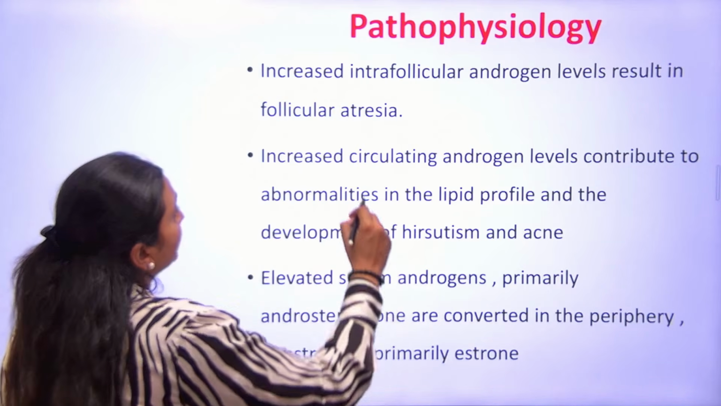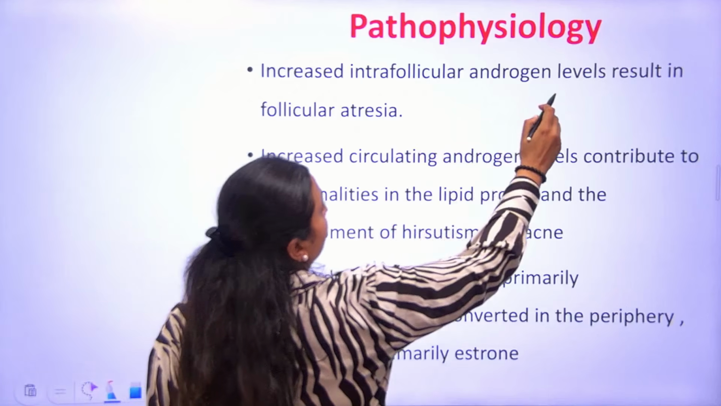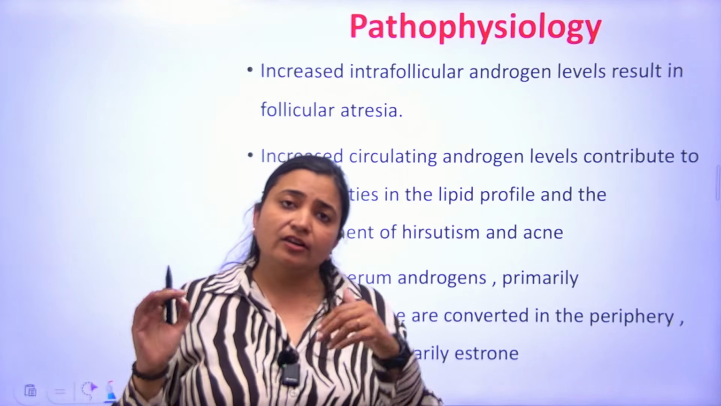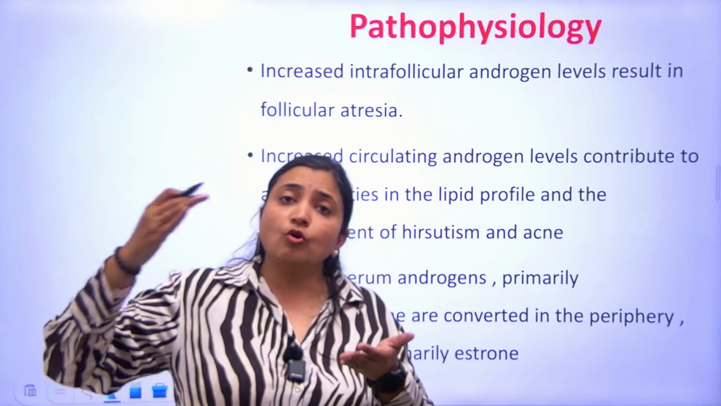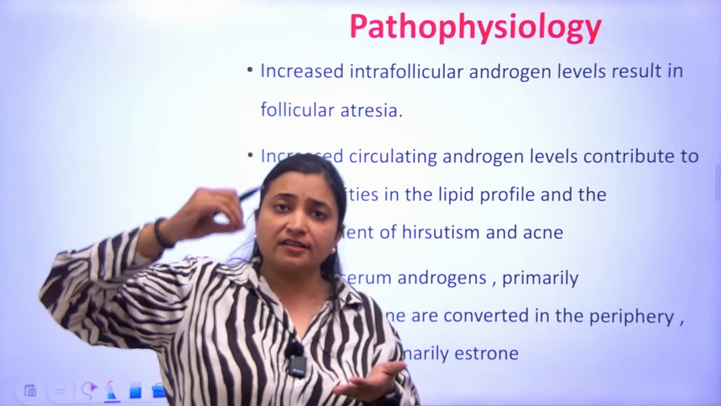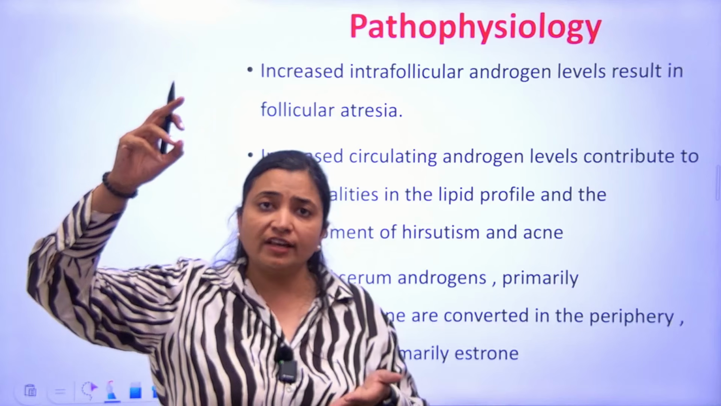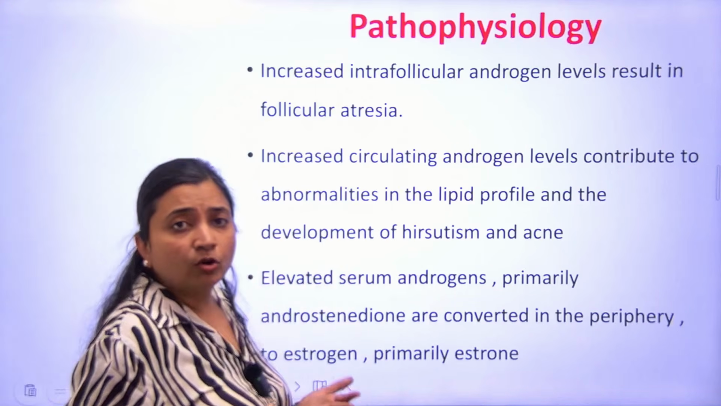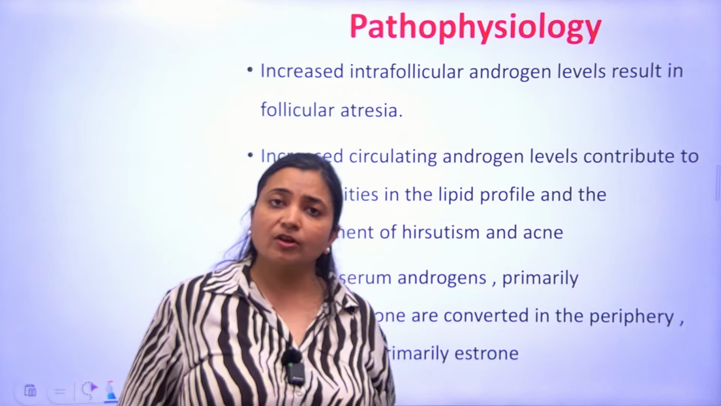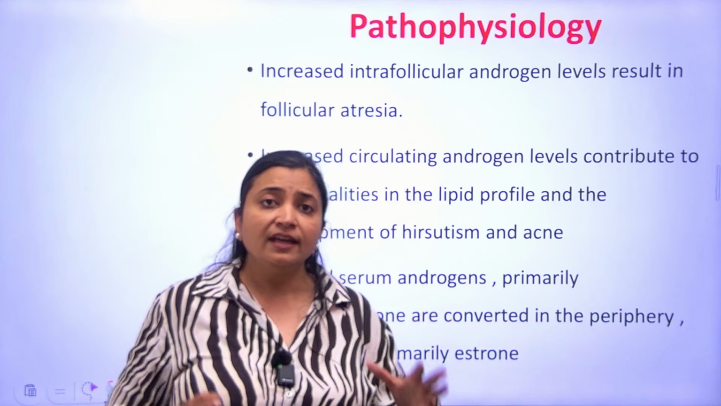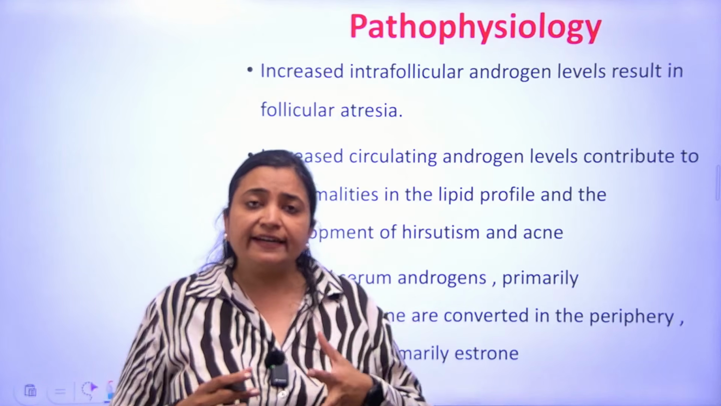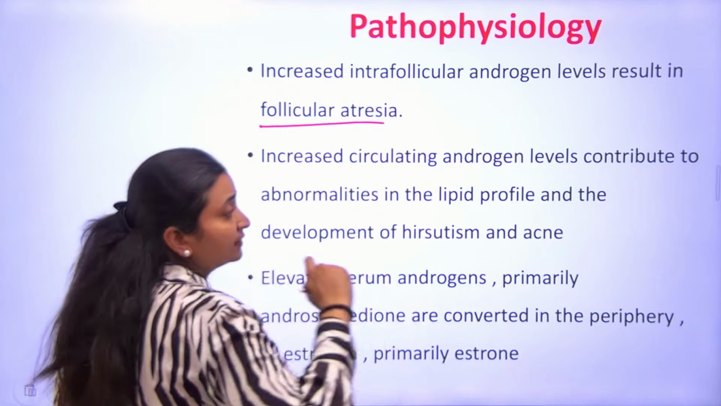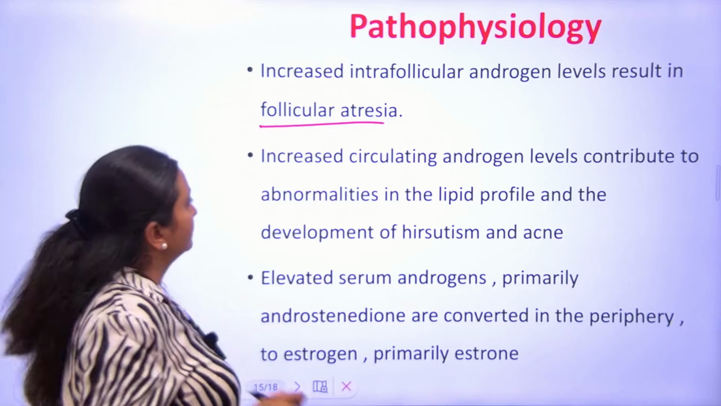Now, increased intrafollicular androgen levels result in follicular atresia. The follicle needs estradiol at that time to go for a positive feedback, for the release of progesterone, in our ovulation, which we have studied in the menstrual cycle. But because we cannot convert the whole of the androgen to estradiol because of less aromatase activity, that androgen gets accumulated inside the follicle and it leads to follicular atresia. That's why there is no ovulation.